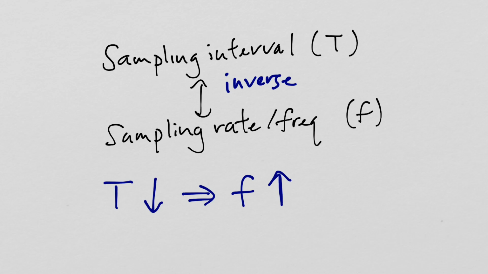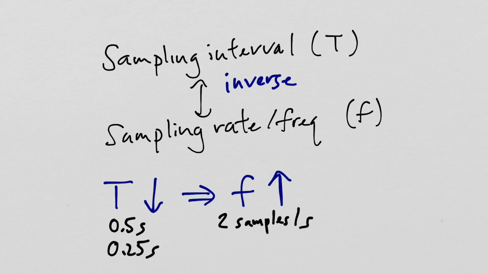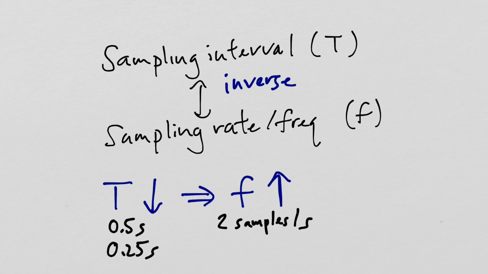where if the sampling interval goes down, in this case from 0.5 seconds to 0.25 seconds, you see that resulted in a sampling frequency of 2 samples per second as opposed to 4 samples per second. Okay, great.